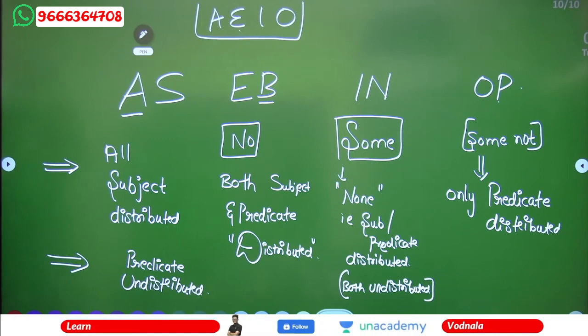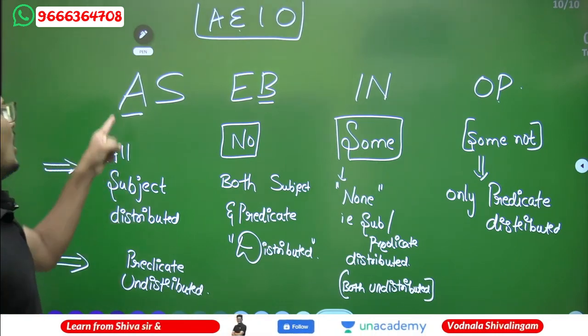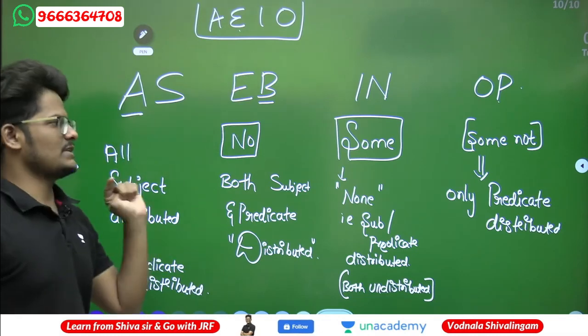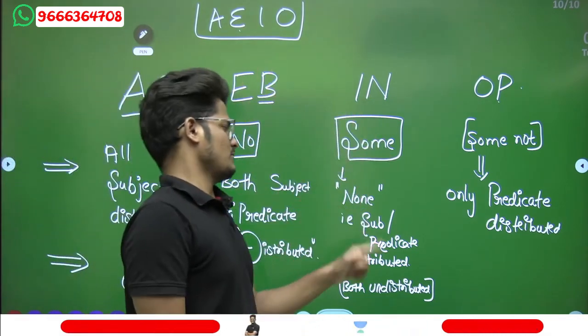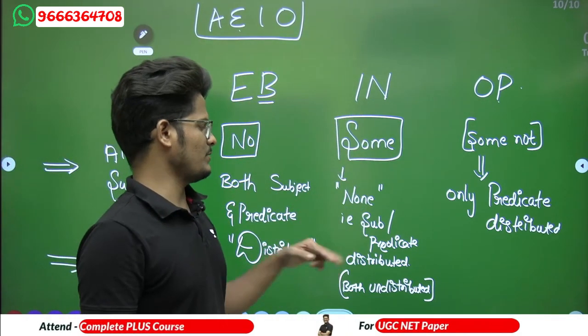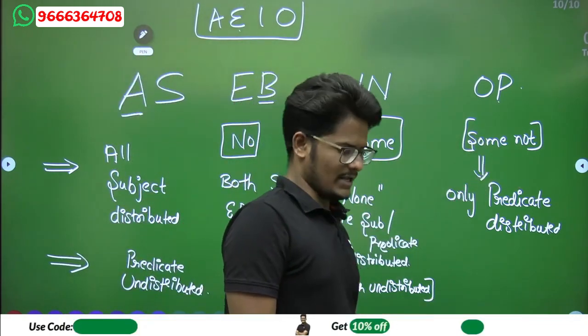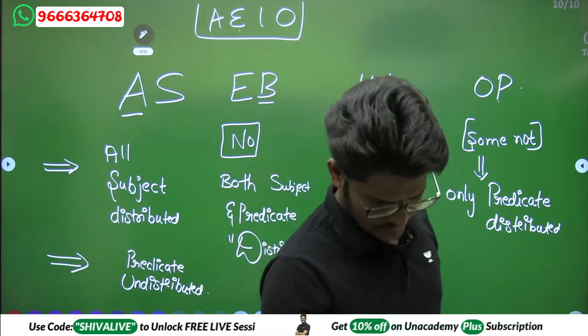So A, E, I, O: in A, the subject is distributed. In E, no, both are distributed. In I, some, neither will be distributed; both will not be distributed. And in O, some not, only the predicate will be distributed and the subject will be undistributed.